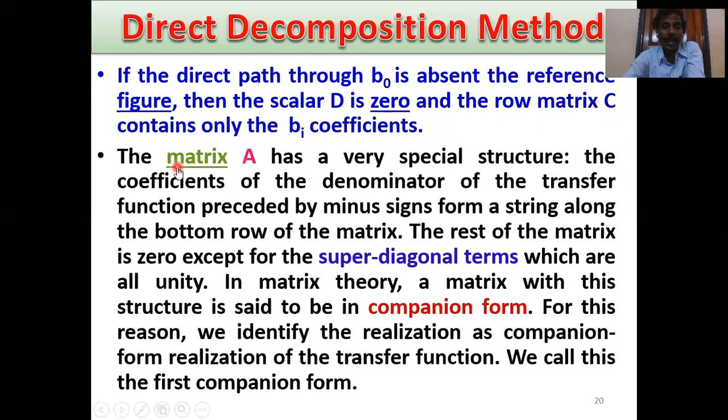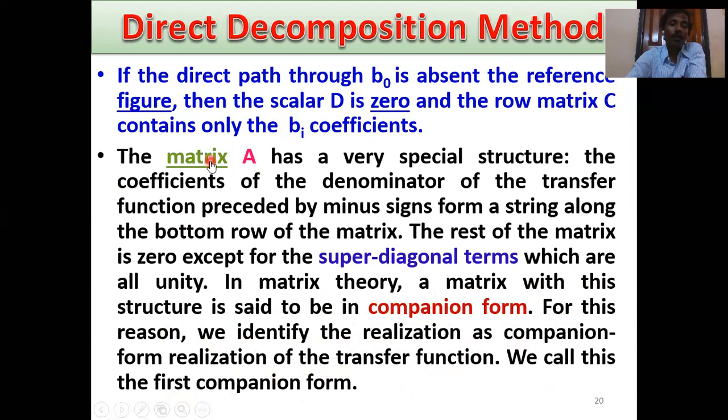The matrix A has a very special structure. The coefficients of the denominator of the transfer function, preceded by minus signs, form a string along the bottom row of the matrix. The rest of the matrix is 0 except for the superdiagonal terms, which are all unity. In matrix theory, a matrix with this structure is said to be in companion form. For this reason, we identify the realization as the companion form realization of the transfer function. We call this the first companion form.